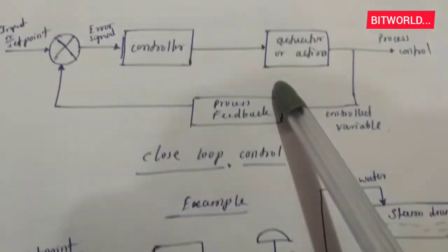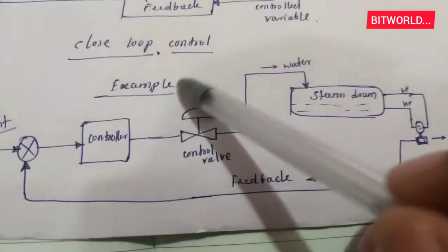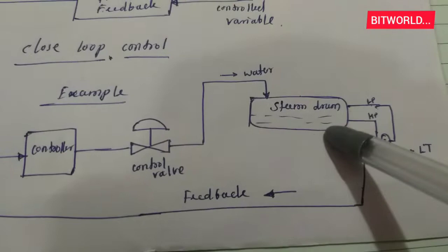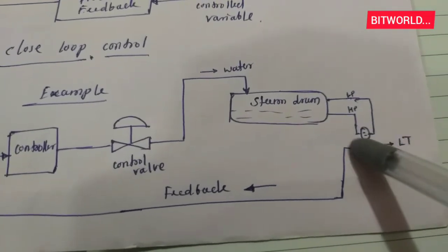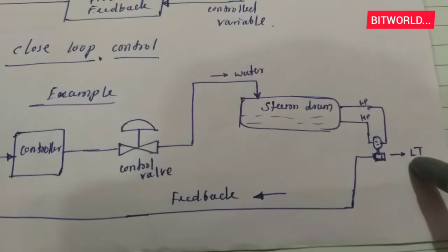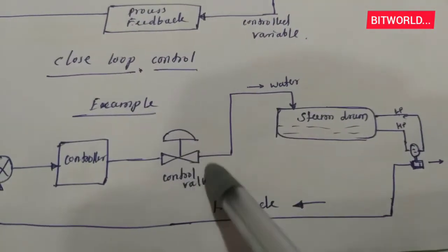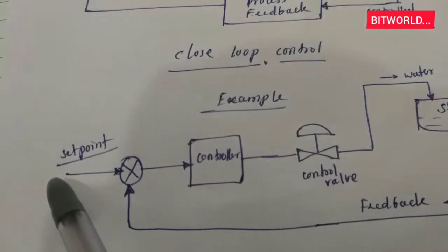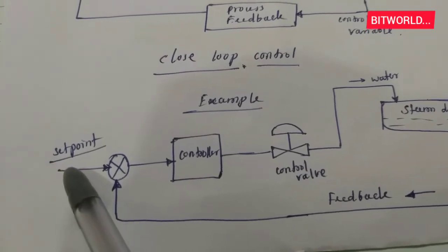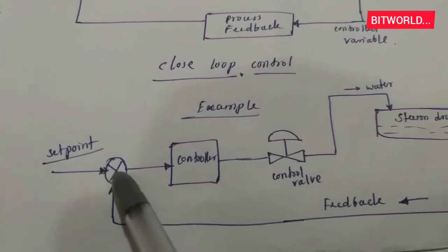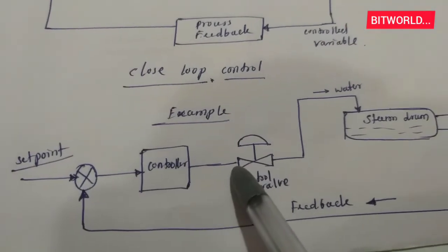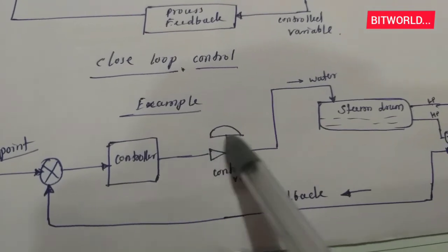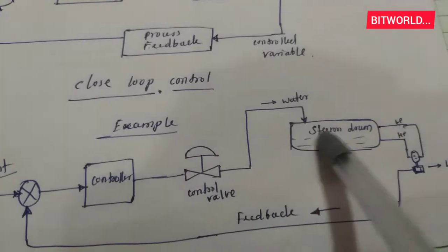Let's see the example. I have drawn the closed loop example. I am taking steam drum level control here. You can see here is the level transmitter LT, the steam drum control valve, the controller, and the comparator. Input we have set at, for example, 50%. The comparator will give the controller the 50%, and the controller gives the control signal to the control valve to maintain the steam drum level.